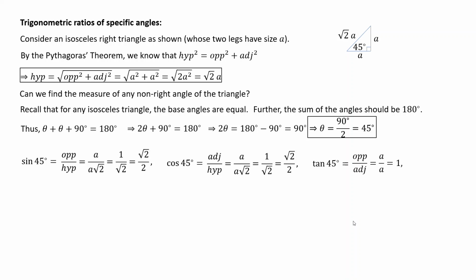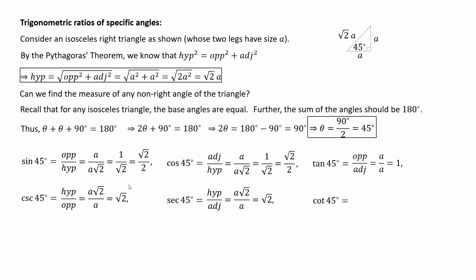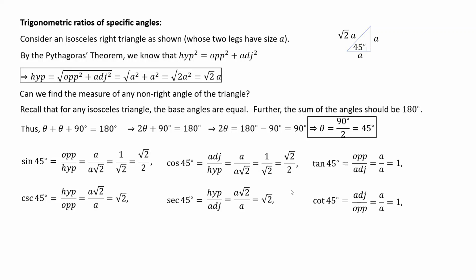Cool? All right. Cosecant 45 is a root 2 over a. Turns out to be square root of 2. Cool. Secant 45 is also square root of 2. And cotangent of 45 degrees is 1. Cool. So for 45 degrees, we figured out the trig ratios. Now let's try to find them for 60 degrees and 30 degrees.